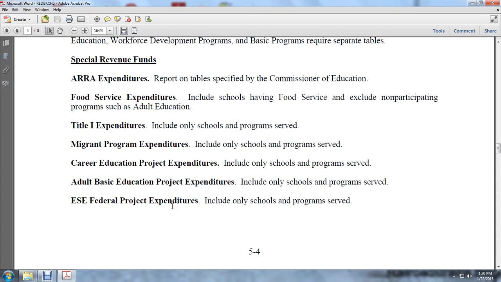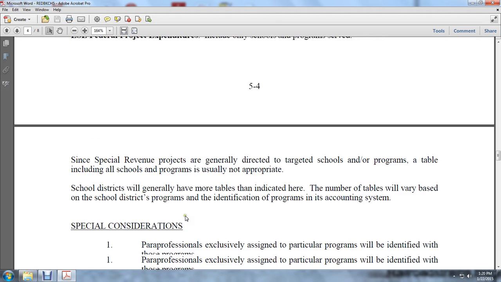Adult basic education project expenditures include only schools and programs served. The ESE federal project expenditures include only schools and programs served. Since special revenue projects are generally directed to targeted schools or other programs, a table including all schools and programs is usually not appropriate. The school district will generally have more of the tables indicated here. The number of tables will vary based on the school district's identification of programs in the accounting system.